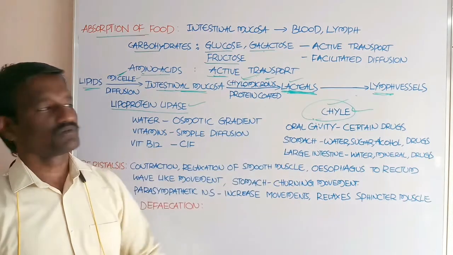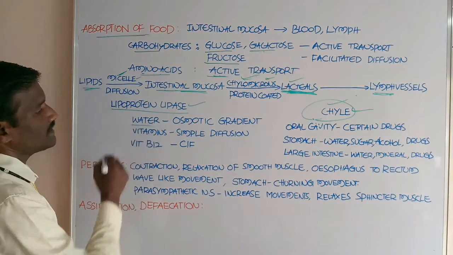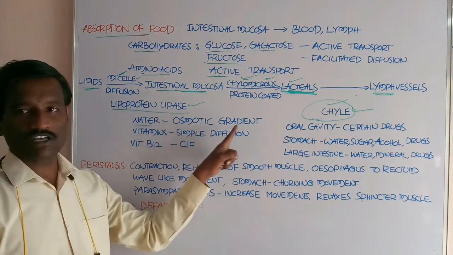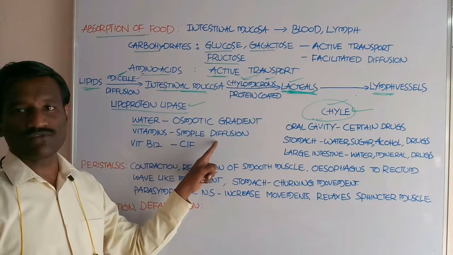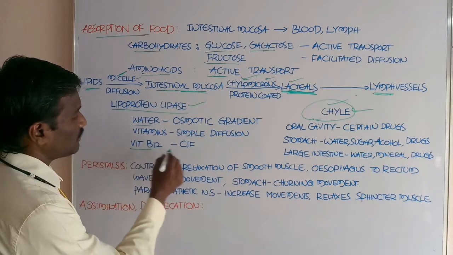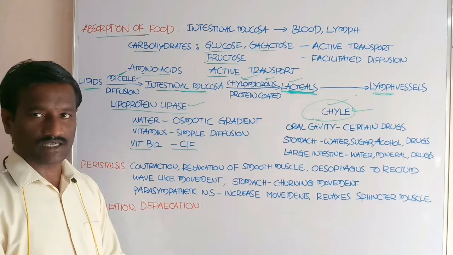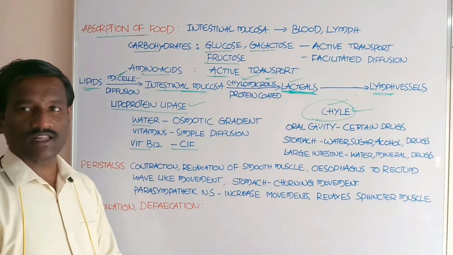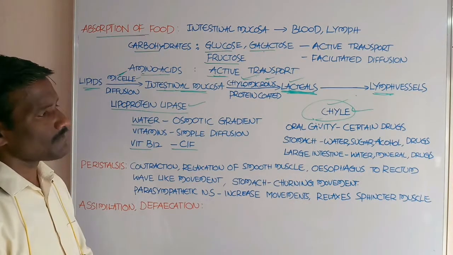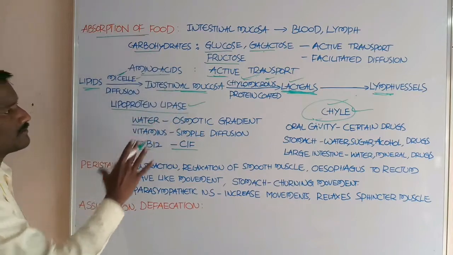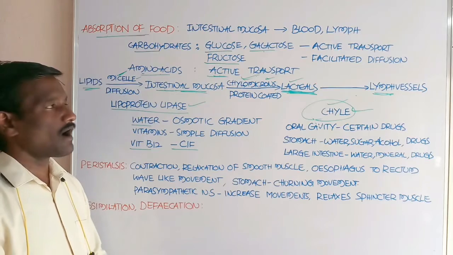Okay students, next, water is absorbed based on the osmotic gradient, and vitamins are absorbed by simple diffusion. Vitamin B12 is absorbed with the help of the Castle's intrinsic factor, which is present in the gastric juice.